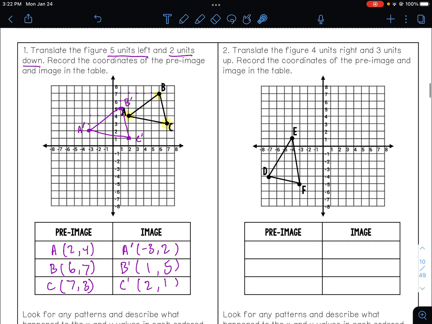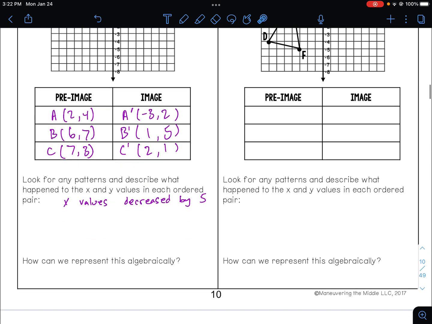And what happened to the y values? Well, if I went down 2, well then the y values decreased by 2. So let's see if that's true. So x goes down by 5. 2 minus 5 is -3. That's true. 6 minus 5 is 1. 7 minus 5 is 2. Yeah. The y value is going down by 2. 4 minus 2 is 2. 7 minus 2 is 5. And 3 minus 2 is 1.